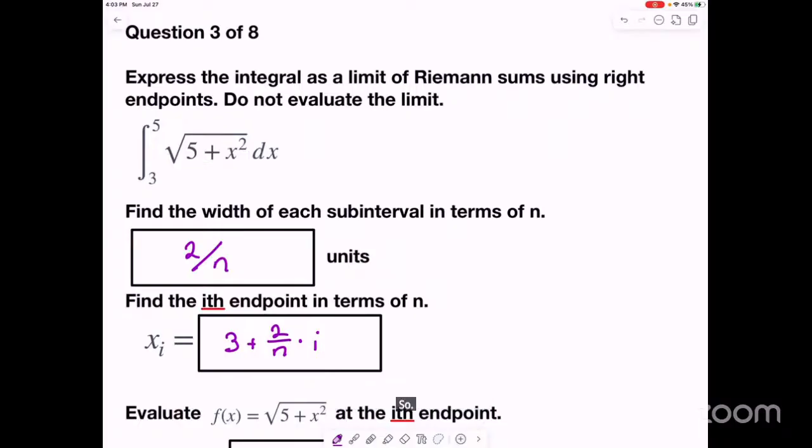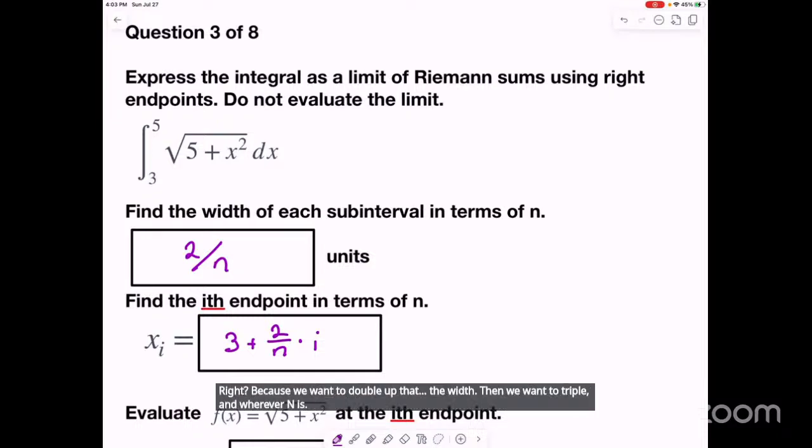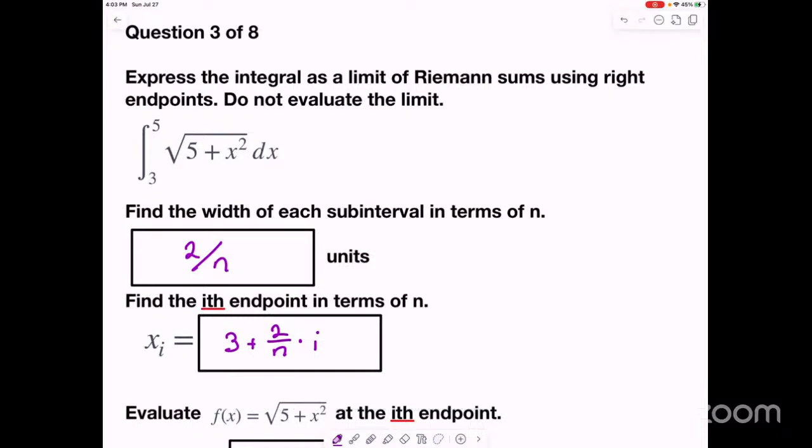Like the first subinterval, if we wanted 5 subintervals, our n would be 5. So then that first right endpoint would be 3 plus 2 over 5 times 1. The second right endpoint would be 3 plus 2 over 5 times 2, right? Because we want to double up the width. Then we want to triple, and so on up to whatever n is. The ith endpoint in terms of n, right?